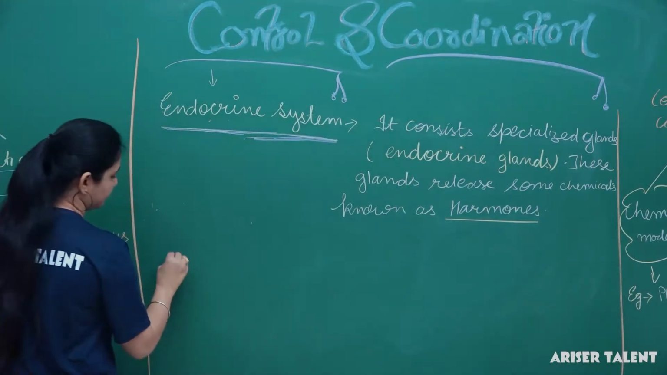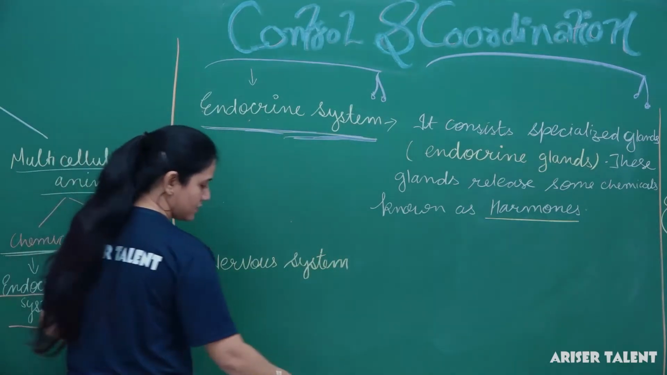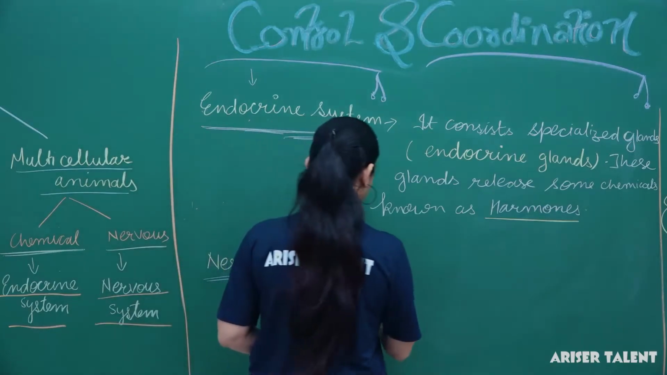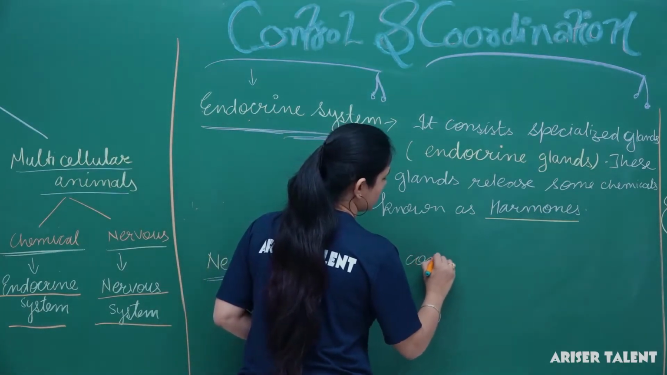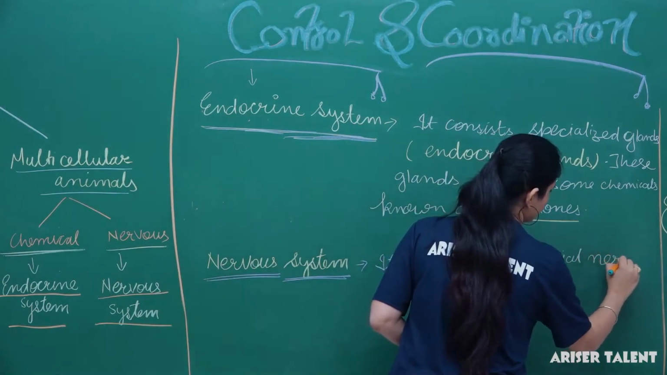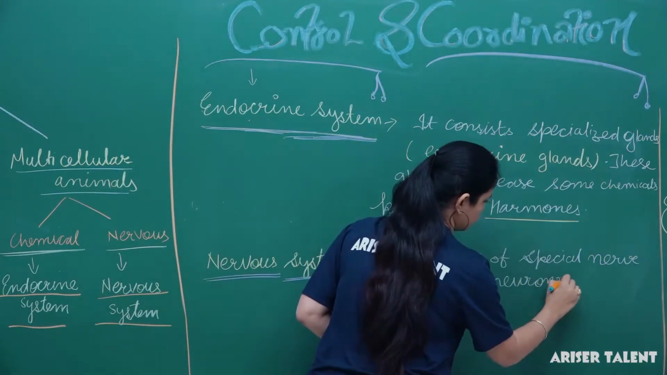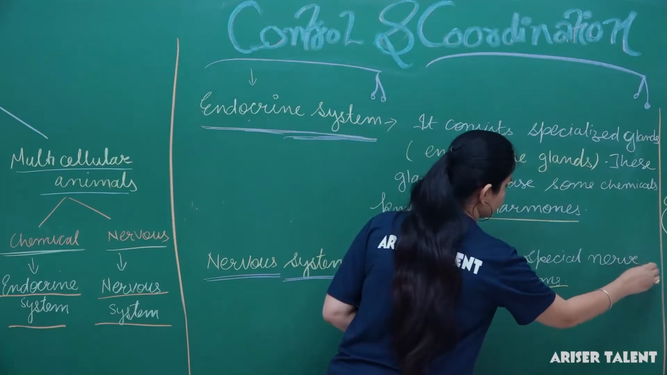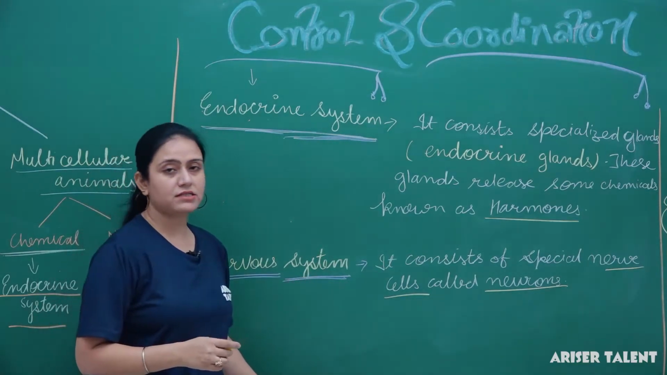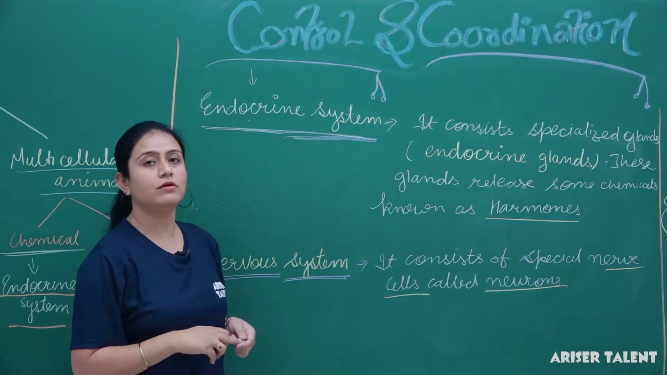Next is nervous system. In the nervous system, what happens? It consists of special nerve cells called neurons. Okay, so when these neurons receive some stimulation, they pass it to the next neuron, and in this way they pass the message from one neuron to another, and then they send it to the central nervous system. Then action is taken from there.